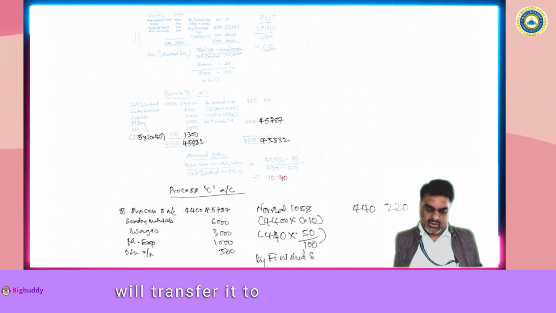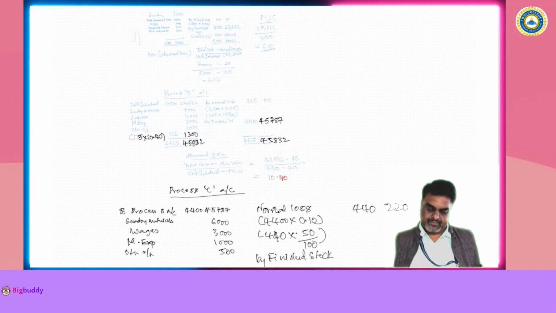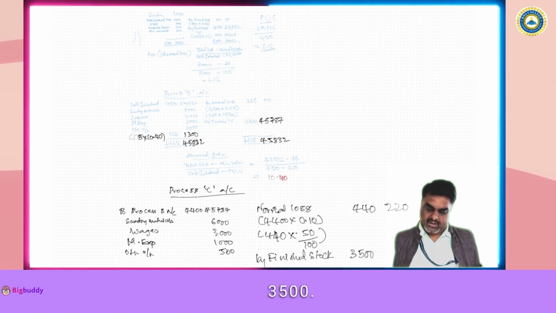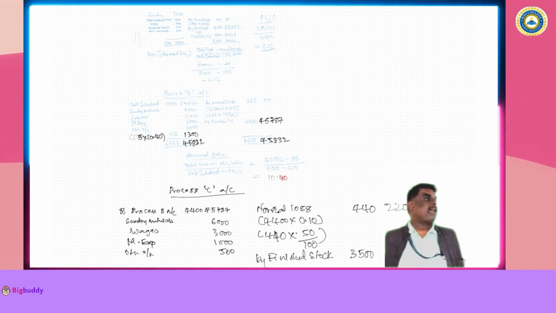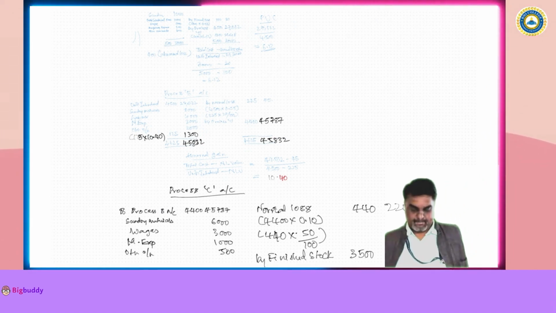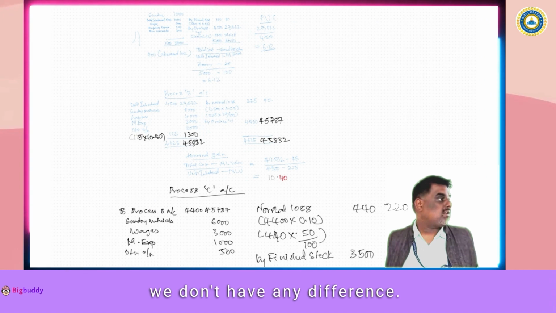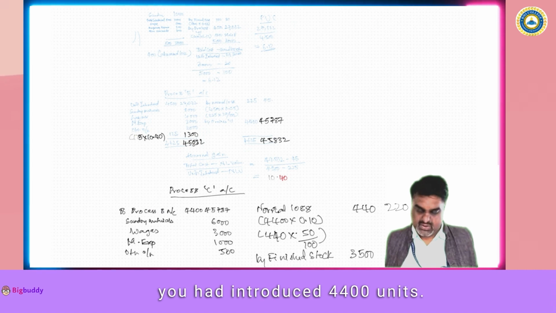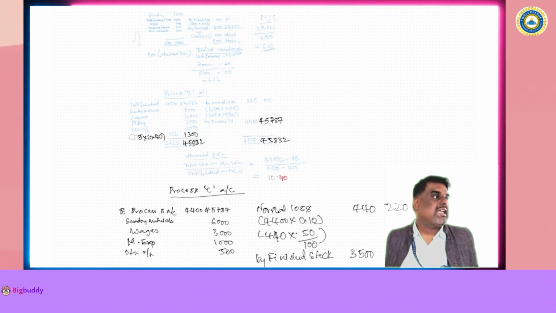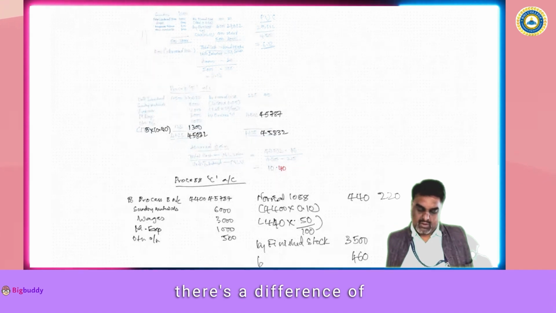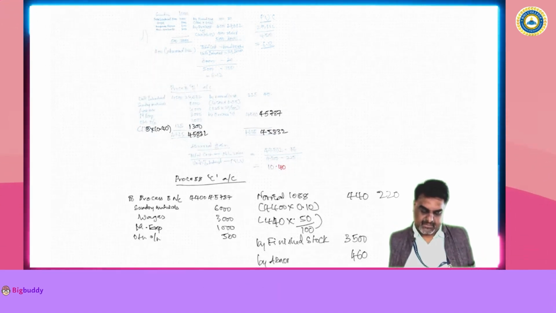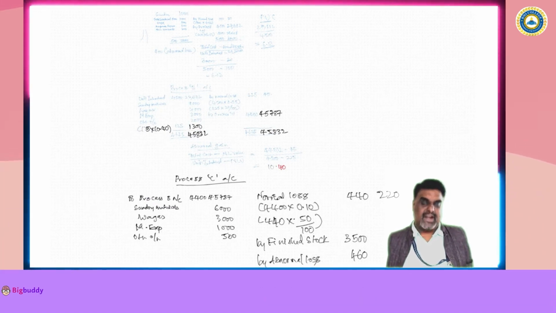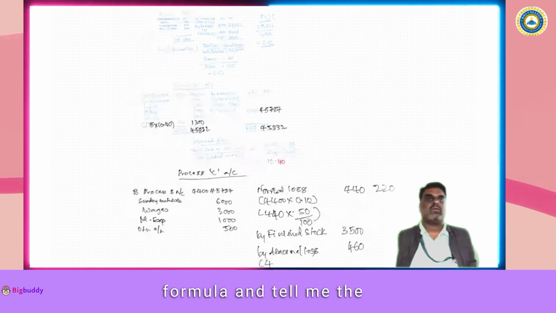We'll transfer it to finished stock account. 3,500. Do we have any difference? We don't have any difference? No? You had introduced 4,400 units. Now you have 3,000. There's a difference of 460. What is this? This is abnormal loss. So find out its value using the formula and tell me the value.